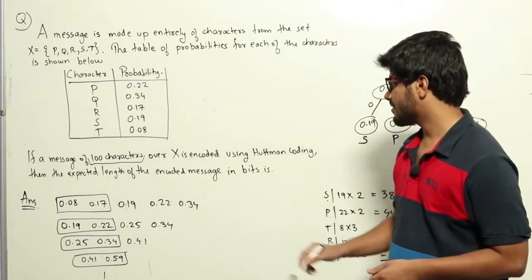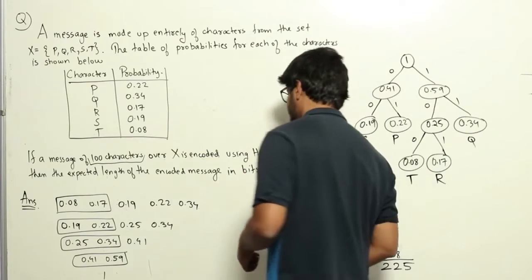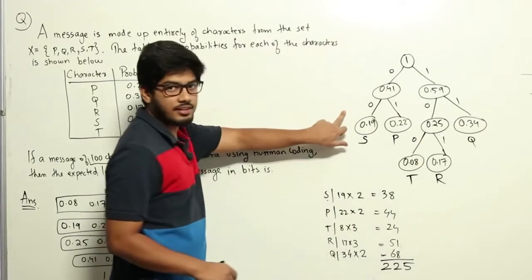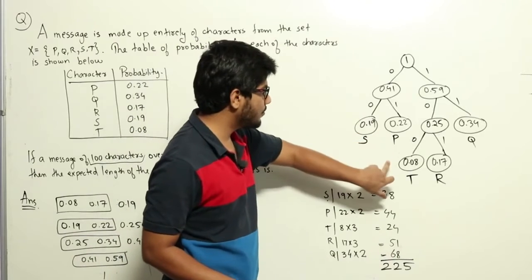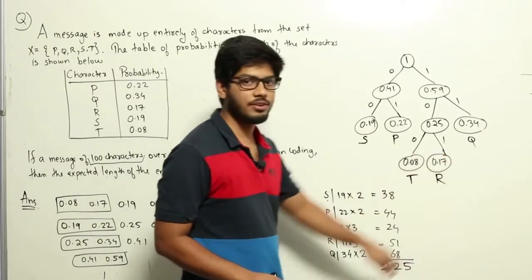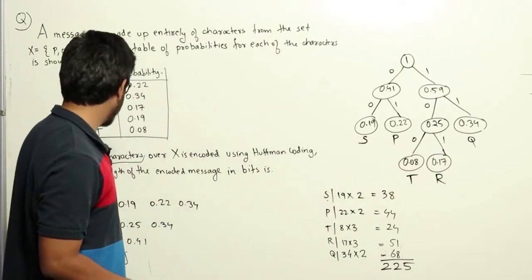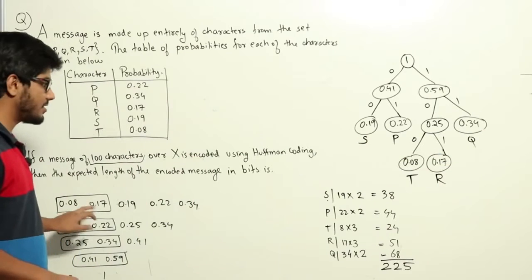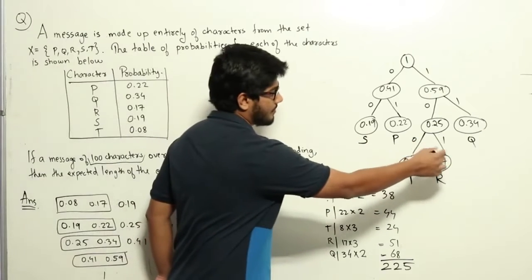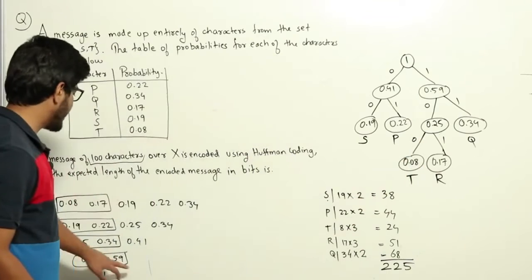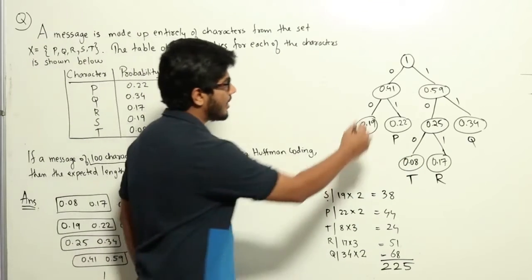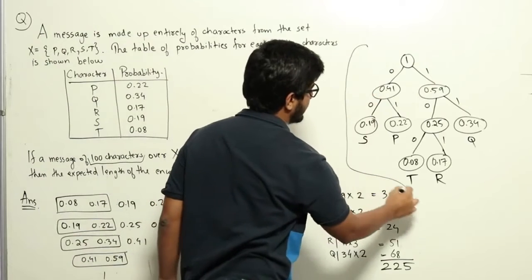So the same thing I will show you in a tree form. Initially these were the probabilities 0.19, 0.22, 0.08, 0.17 and 0.34. Like the procedure here, we have initially merged 0.08 and 0.17. That's what I did here. Similarly, whatever I did here, I have just written that in a tree form. And finally, this is the tree that I will get.